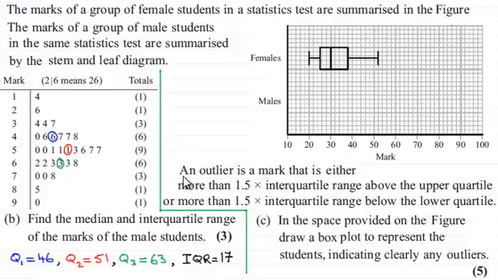So in the next part, we're told that an outlier is a mark that is either more than 1.5 times the interquartile range above the upper quartile, or more than 1.5 times the interquartile range below the lower quartile. And what we've got to do is, in this space here, draw a box plot to represent the male students taking this test, indicating clearly any outliers, for 5 marks.